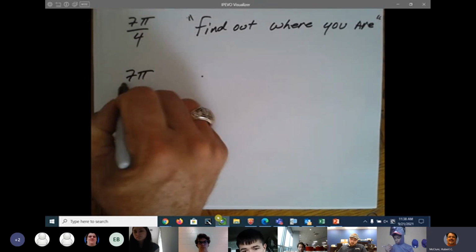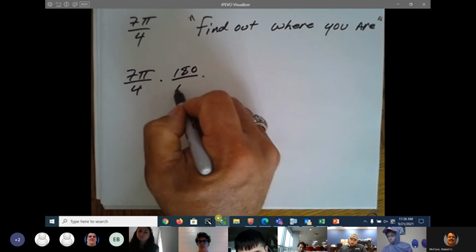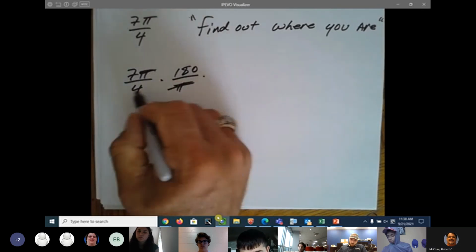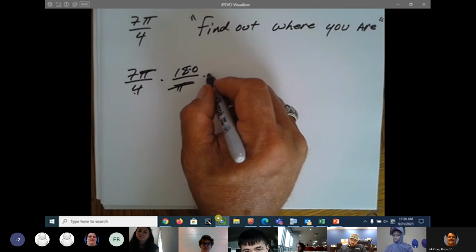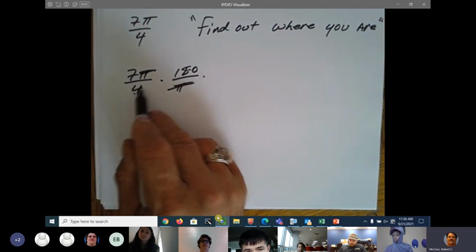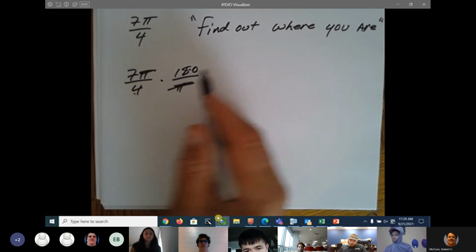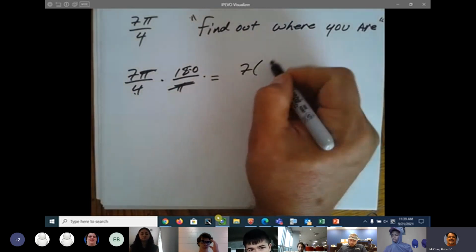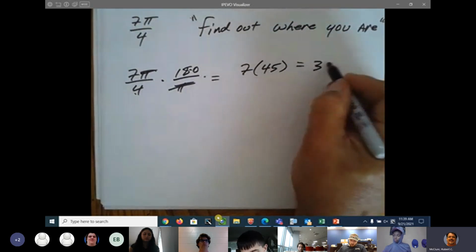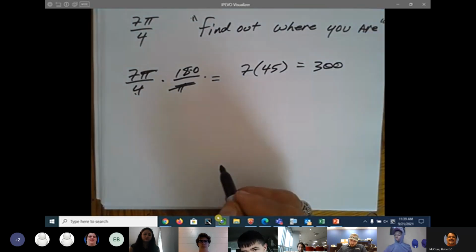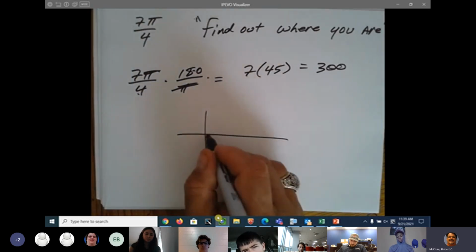7 pi over 4. 180 over pi. 4 will go in there. What? 45? Yes or no? 4 will go into 180, 45 times. And 7 times 45 is what? 315 degrees. It's a miracle. 315 degrees. Wait a minute. That's this quadrant right here, isn't it?